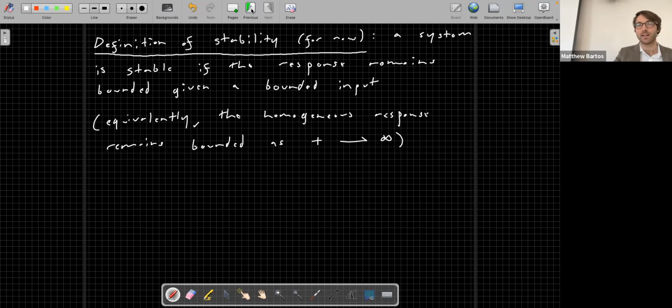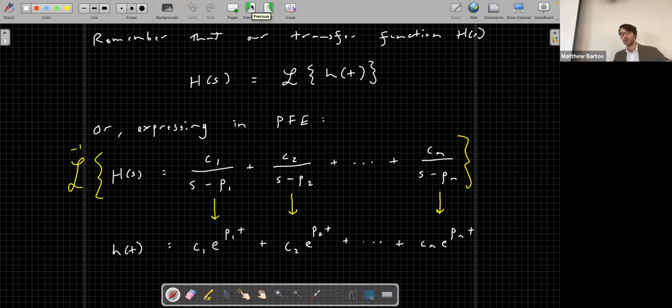Okay, so looking back at our transfer function in the previous slide that we have expanded, we can see that for each of these terms, under what conditions would these terms lead to instability? Under what conditions in terms of the poles of the system would the response become unbounded as time goes to infinity? Right, if pi has a real part that is positive, right? Right, so that's what I mean by stability.